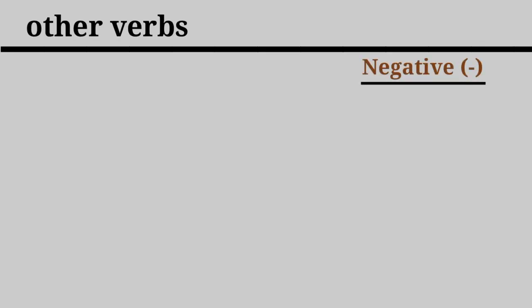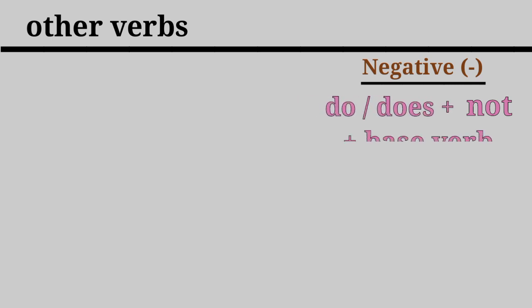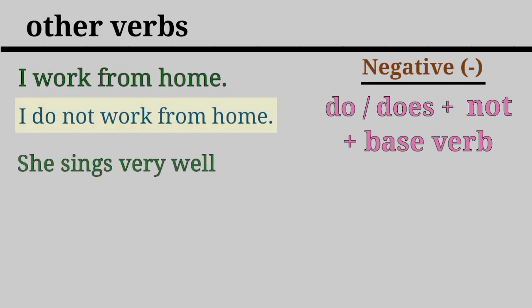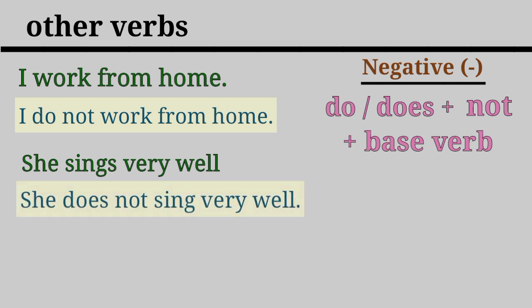Now in this, we cannot just add not. We need more. Do, does, not plus base verb. For example, I work from home. I do not work from home. She sings very well. She does not sing very well. See, even in the third person, he, she, it, we keep the base verb.